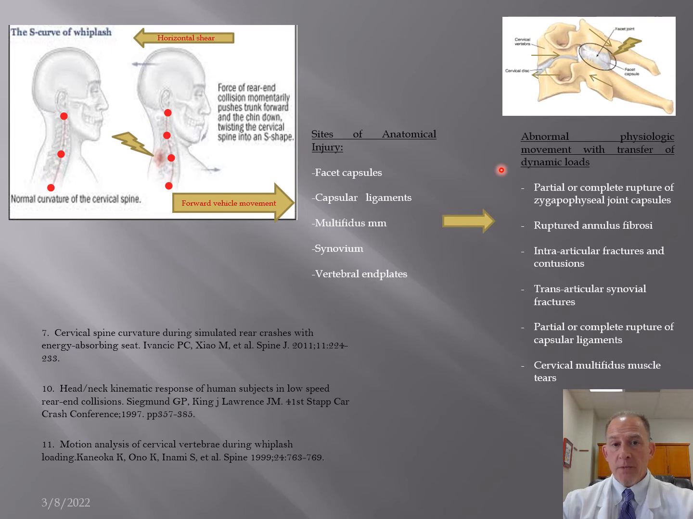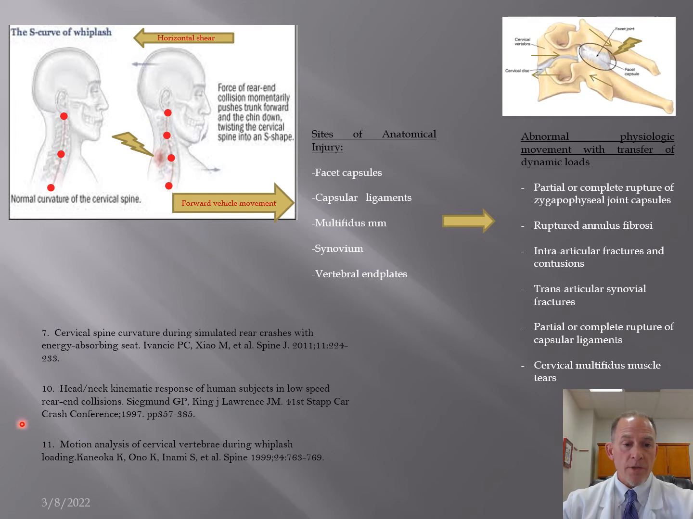The abnormal physiologic motion, where we see the change from the cervical lordosis to the S shape as the vehicle moves forward, also has the potential to produce some pretty nasty injuries here. We're talking about ruptured discs, herniated discs, complete or partial rupture of the facet capsular ligaments, that's these structures here. We can see transarticular synovial fractures, facet joint fractures, partial rupture of ligaments, and deep tissue muscular injuries such as tears of the multifidus muscles.